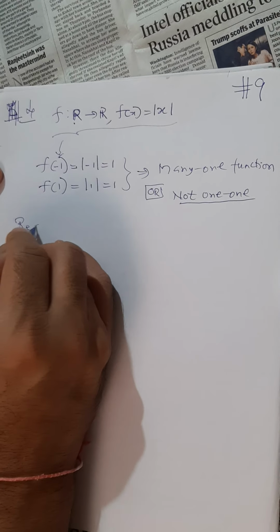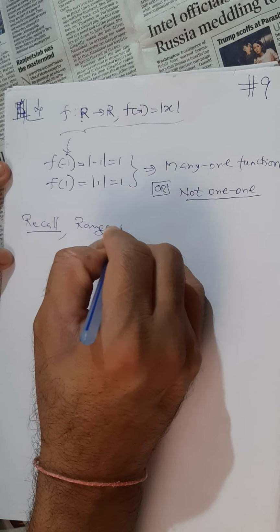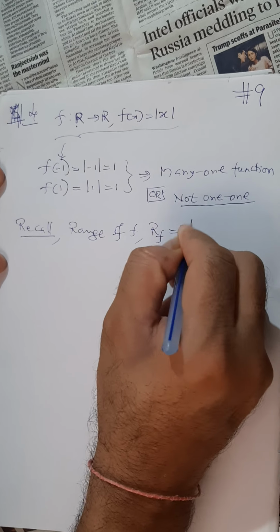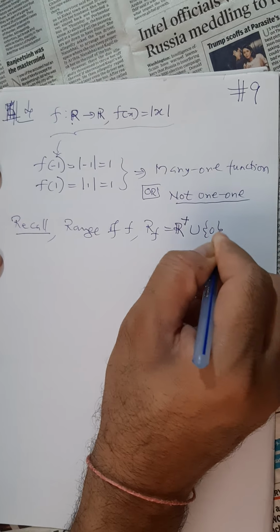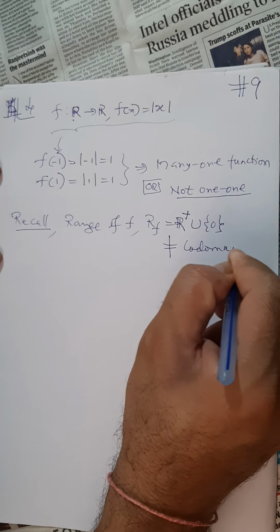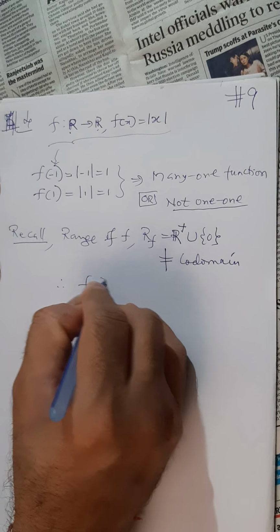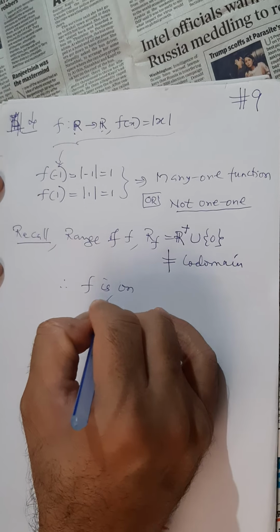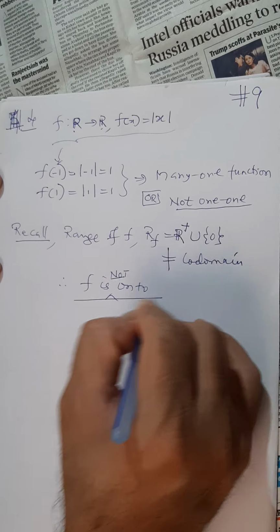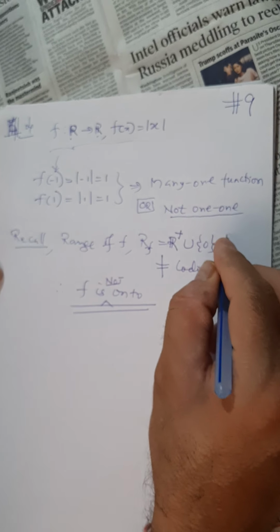You also recall the range of f here, that is Rf, is always R plus union 0, 11th standard, which is not equal to the codomain. What is the codomain here? All real numbers. So here f is not onto. F is not an onto function.